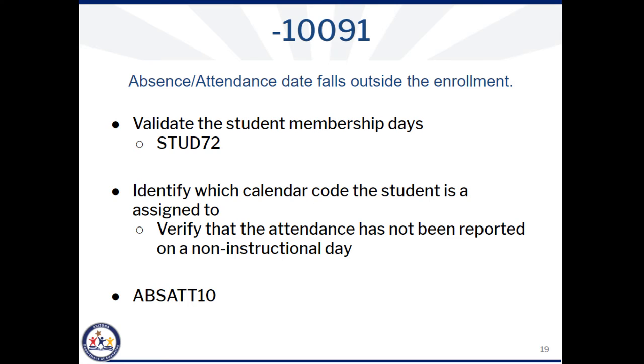If you do not see absences reported within this student membership, the report that you'd want to pull up is the ABSAT 10. That report, unlike the STUD 72, does show all of the absences that were submitted to AZEDS. The STUD 72 was designed to only show information, including attendance, within a student's membership. If the student came to you August 1, left August 30, the STUD 72 would only show attendance within that time period. The ABSAT 10 would show absences reported in all of the fiscal year.